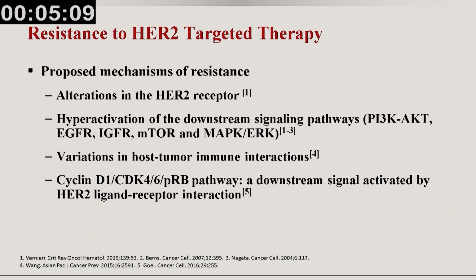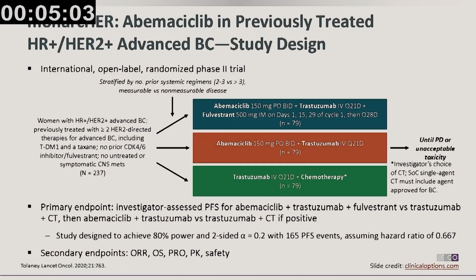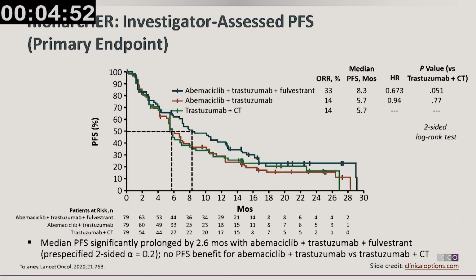Other one is by hyperactivation of various downstream signaling pathways, variation in the host tumor immune interaction, and one of the other pathways is this CDK4/6 pathway. So understanding this, we have this trial called MonarcHER, which is using a CDK4/6 inhibitor, that is abemaciclib, with HER2 targeting, and this is a study. And this showed that the investigator-assessed PFS, which was a primary endpoint, was met. So there is an advantage of targeting the CDK4/6 pathway along with targeting the HER2 pathway.